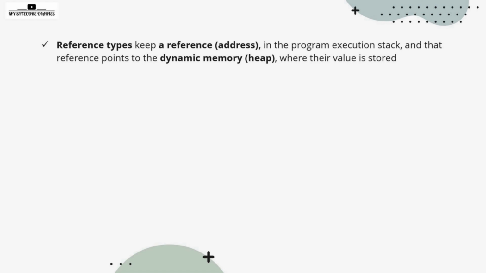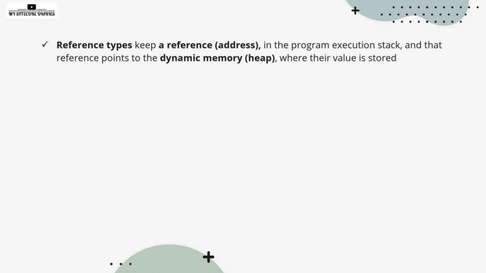Reference types keep a reference or an address in the program execution stack, and that reference points to the dynamic memory, called the heap, where their value is stored. So in the reference type, there are basically two kinds of memory in the picture. First is your execution stack, and another is the dynamic memory, which you call the heap.